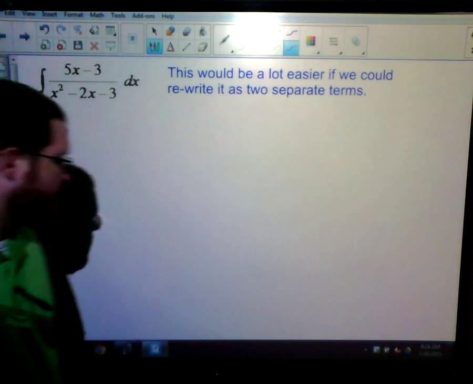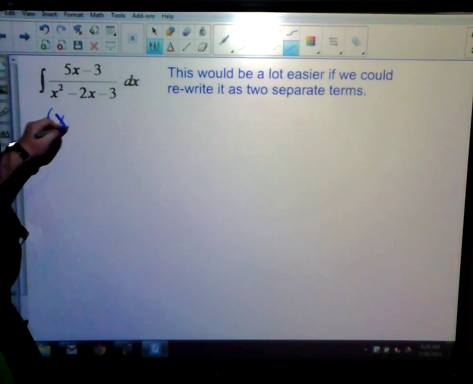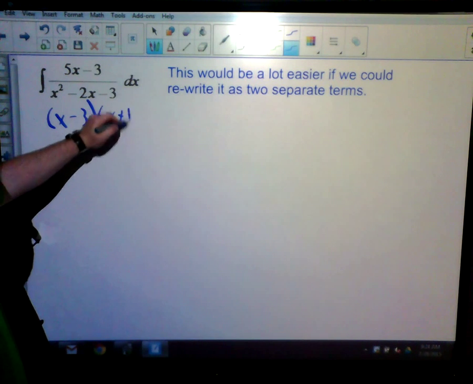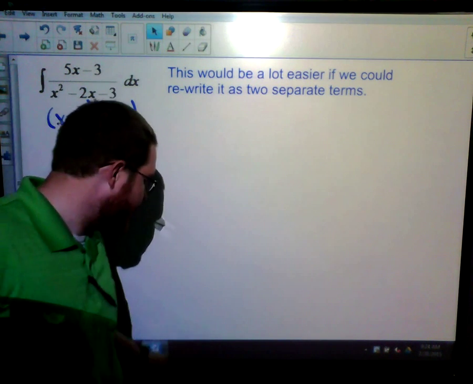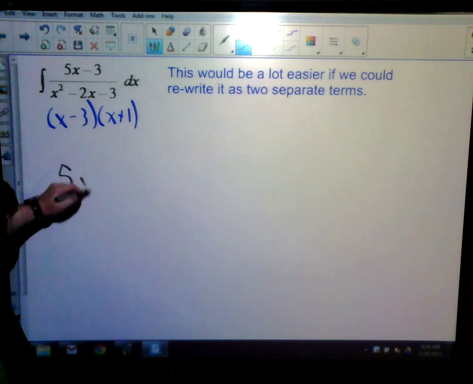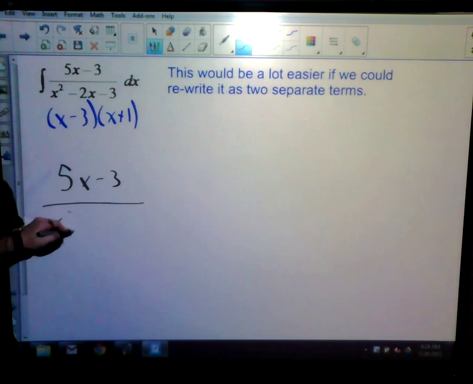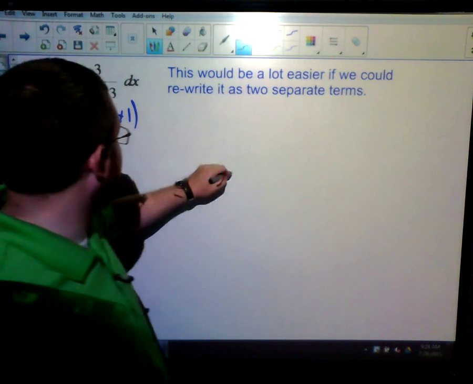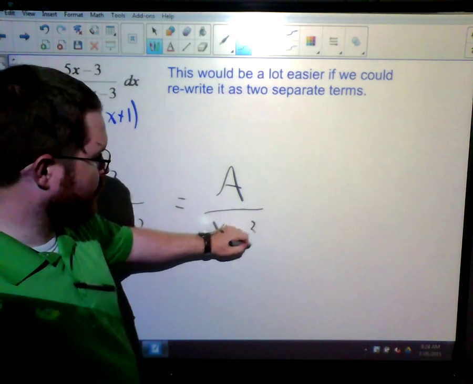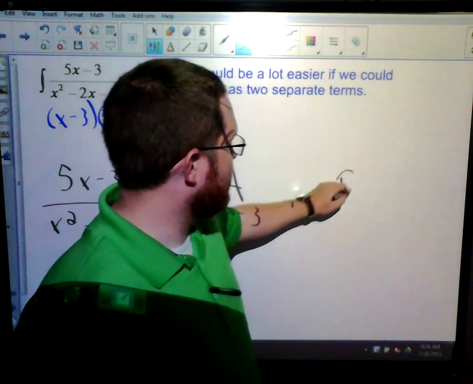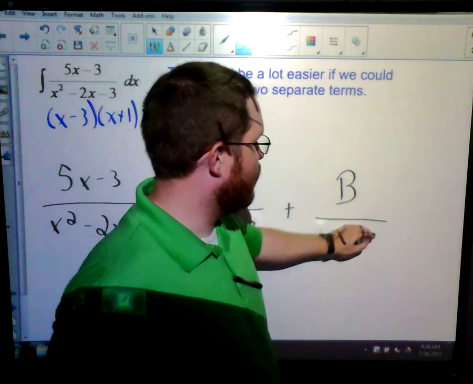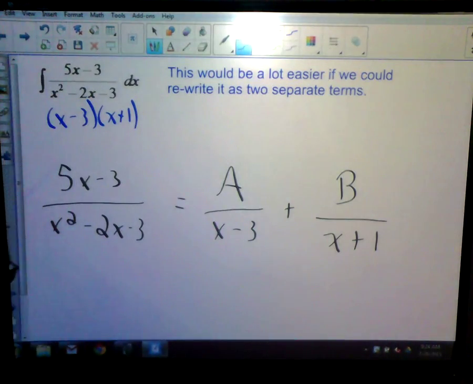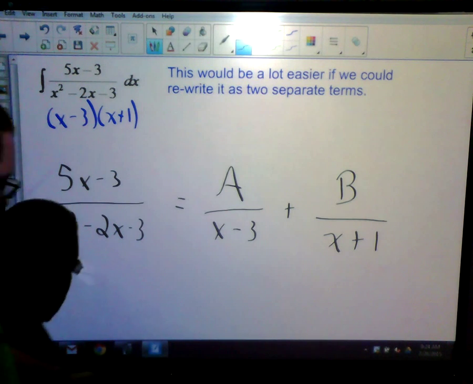Well, back when I had you for Algebra 2, I taught you how to factor. So I'm going to say that 5x minus 3 over x squared minus 2x minus 3, the original problem, is equal to something over x minus 3 plus something else over x plus 1. Okay? Now if I could find those something elses, those a's and those b's, this is a pretty easy problem.